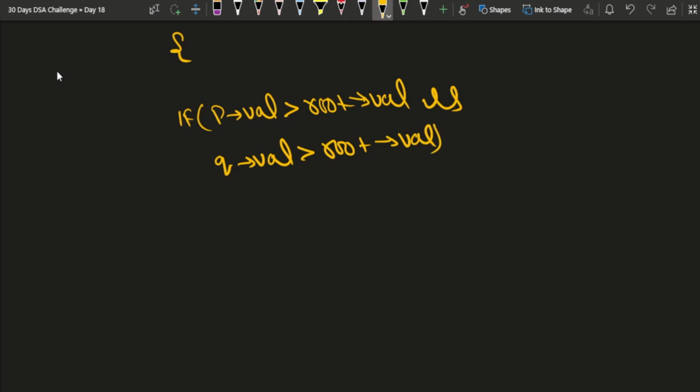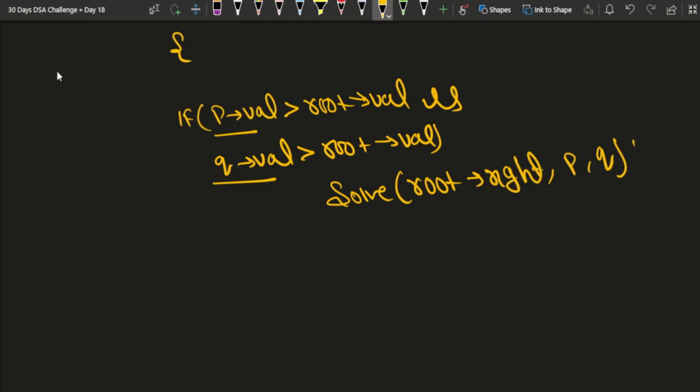If this is the condition, it means that the value of P and the value of Q are both greater than my current root value. What does it mean? It means that I need to go to the right subtree. So here I will write solve root right, and I'll also send P and Q.